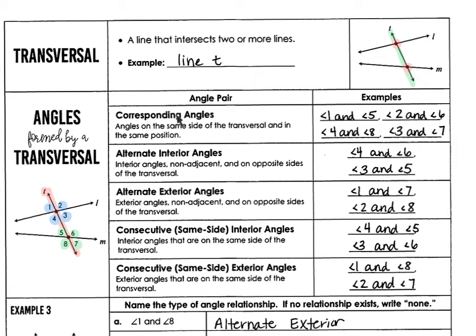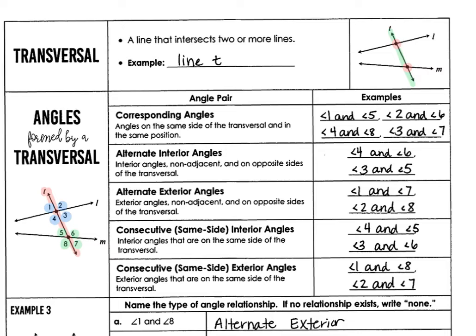So we've got corresponding angles on the same side of the transversal and in the same position. So 1 and 5, both on the left side and both on the top left corner. So those are corresponding. And 2 and 6 are corresponding angles. 4 and 8 are corresponding angles. 3 and 7. Alternate interior angles are non-adjacent and on opposite sides. So 4 and 6 are alternate interior, and 3 and 5 are alternate interior.